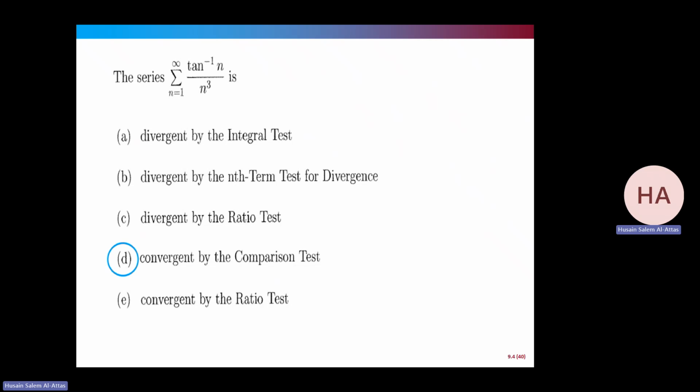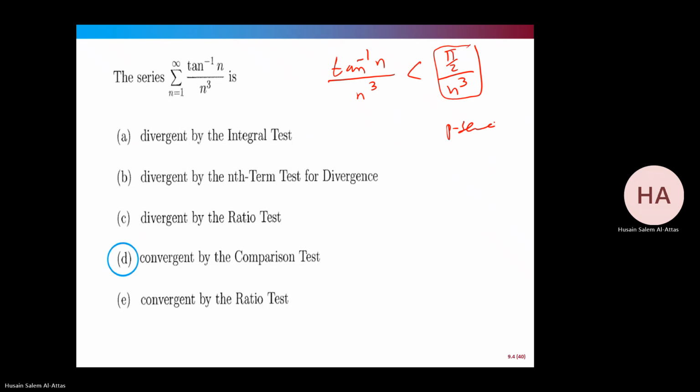Next, tan inverse n over n cubed. Very easy. This one will be less than pi over 2 over n cubed. So compare this with this series, and I know this is a P series, which converges, and this is the bigger one. So for sure this series will converge by the comparison test with pi over 2 n cubed.